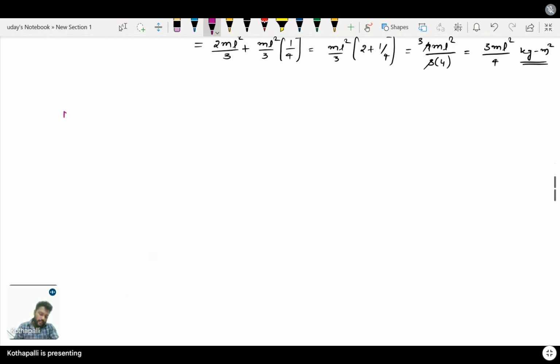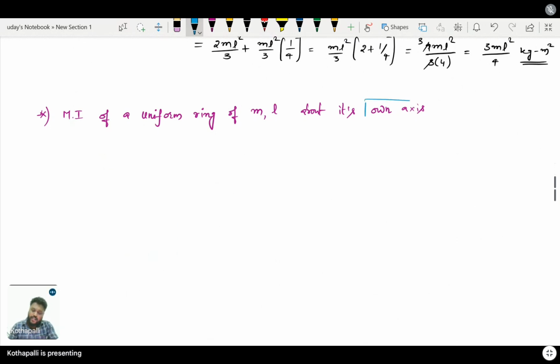Next case is the moment of inertia of a uniform ring of mass m, length L, about its own axis. It means what? What does own axis mean?